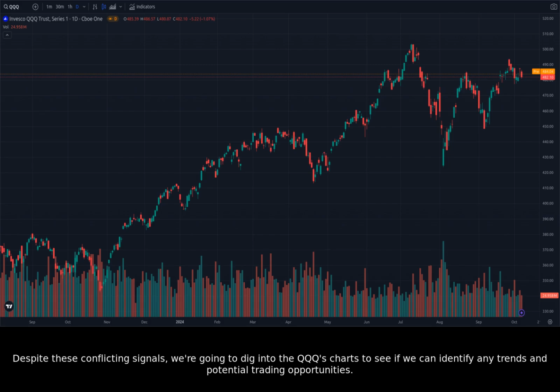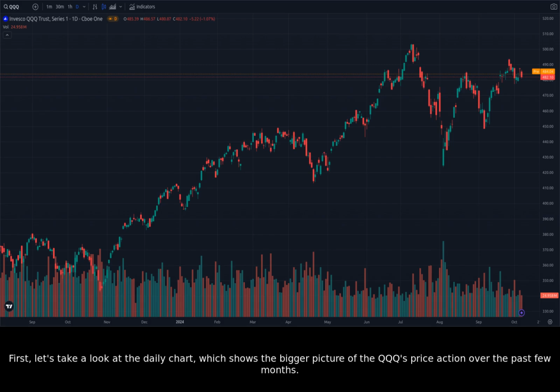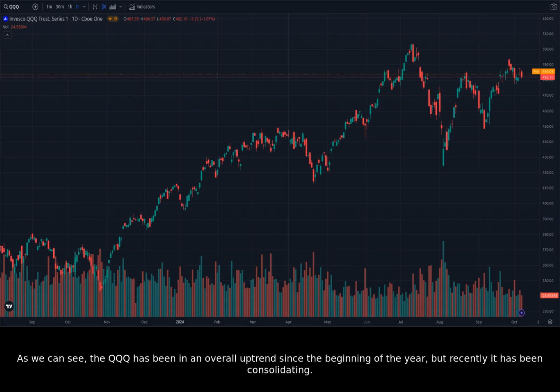and potential trading opportunities. First, let's take a look at the daily chart, which shows the bigger picture of the QQQ's price action over the past few months. As we can see, the QQQ has been in an overall uptrend since the beginning of the year, but recently it has been consolidating. This consolidation might be a sign that the bulls are taking a breather, but it could also be a setup for a breakout to the upside.